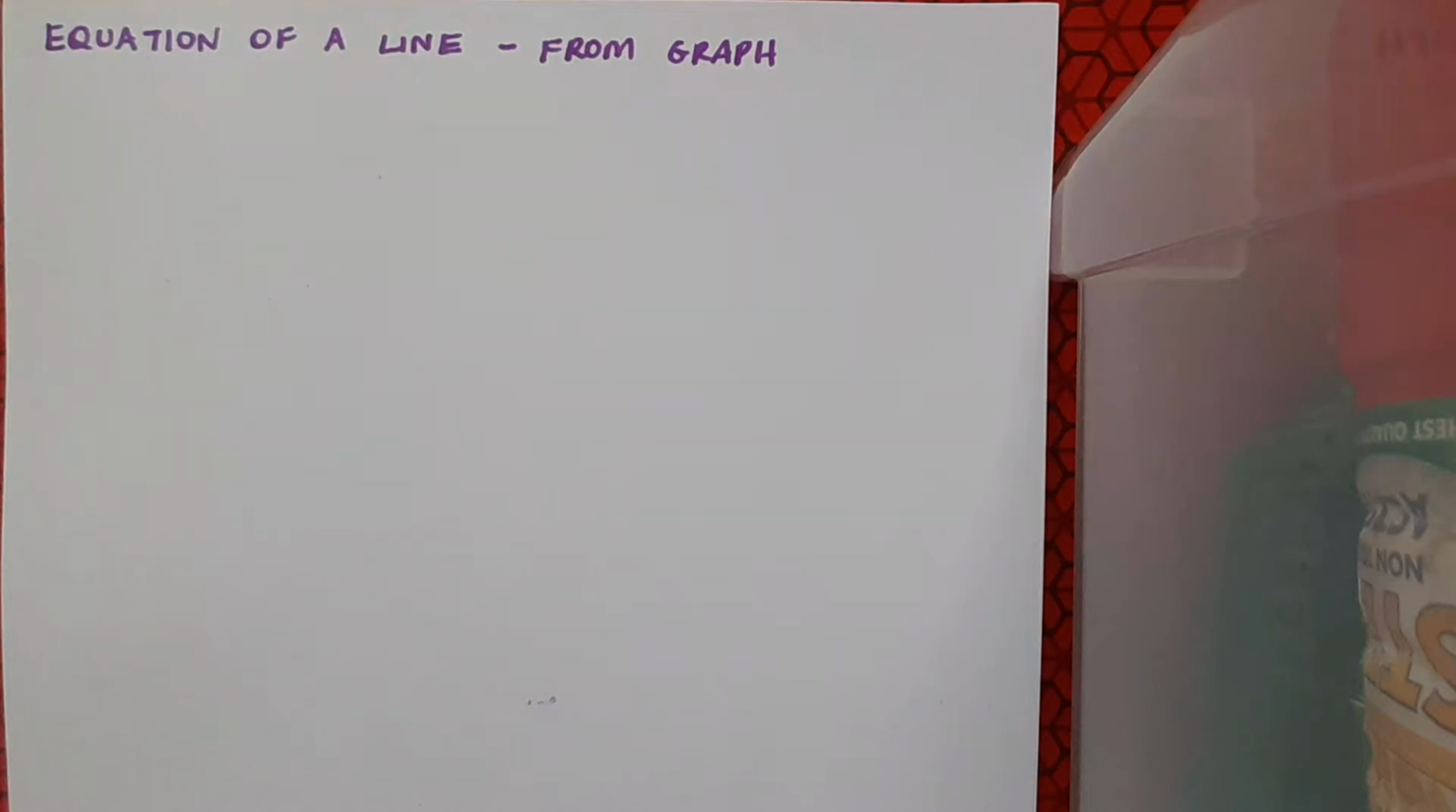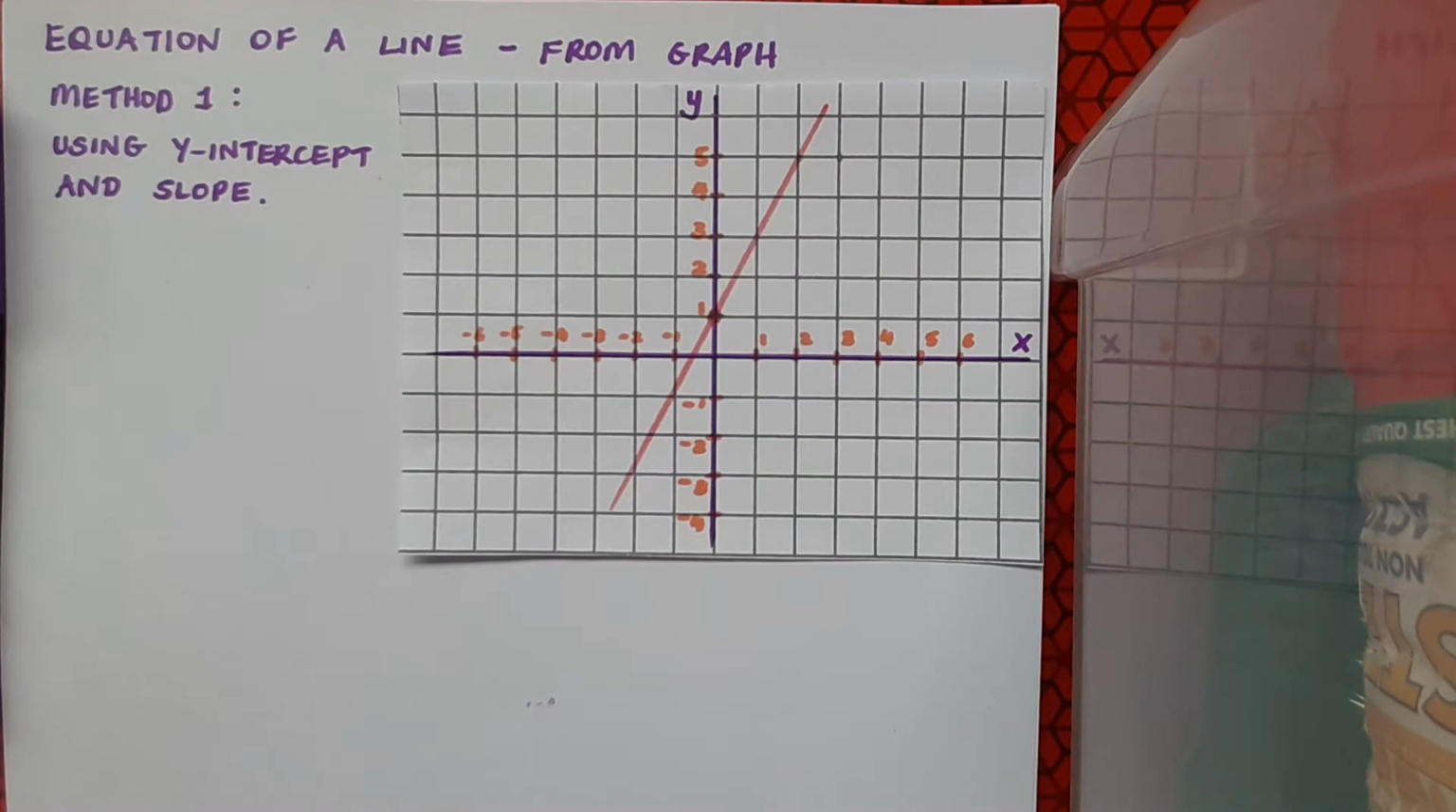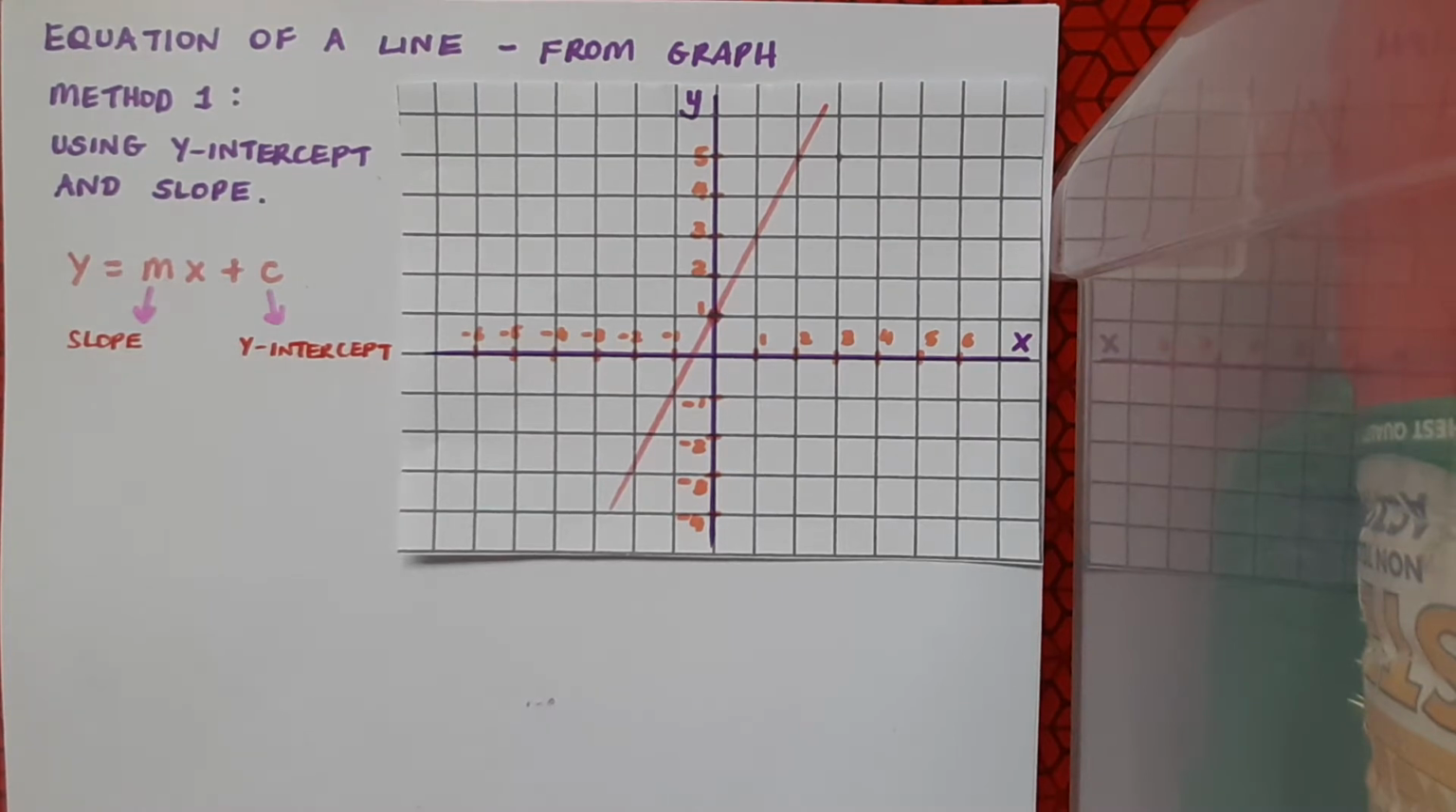This is a video about the equation of a line and how you can make the equation of a line from a graph. Method 1 sees us using the y-intercept and the slope to make the equation. When we get the equation this way, we use the formula y equals mx plus c. M is the slope, c is the y-intercept, and y and x just get left as y and x.